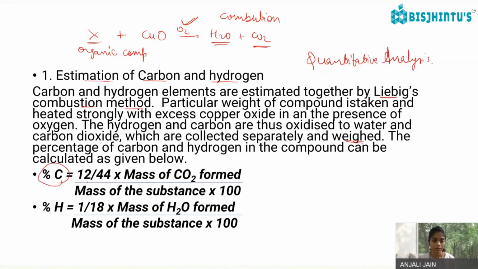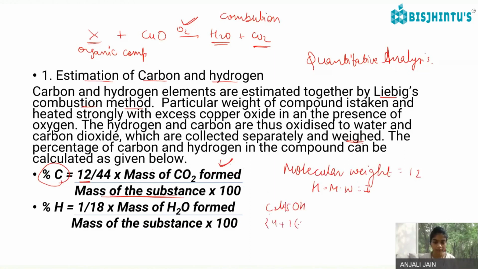So for percent carbon, carbon has an atomic weight of 12 and hydrogen has an atomic weight of 1. So we take the mass of CO2 formed upon the mass of the total substance. Okay, the mass of the substance, if I am taking C2H5OH, will be 12 times 2, which is 24, plus 1 times 5 plus 16 plus 1. So this will be 24 plus 5 plus 7. This will be 29 plus 7, which equals 36. Okay. So this can be our mass of substance.